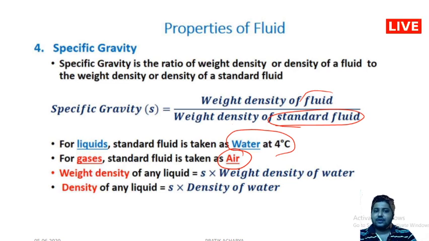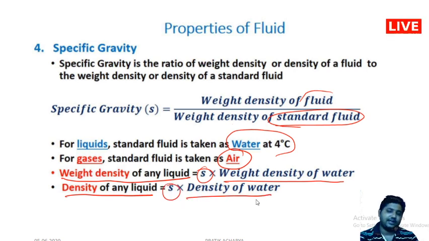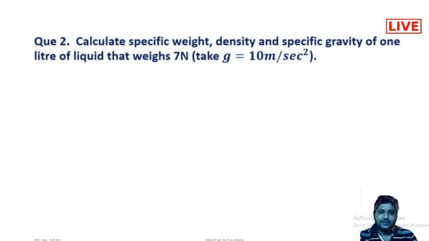So what is the density of water? 1000 kg per meter cube. The weight density is 9.81 kilonewton per meter cube. If you want to find the weight density of a liquid, multiply the specific gravity with the weight density of water. If you want to find the density of a liquid, multiply the specific gravity of the liquid with the density of water. This is a small example, you can try it at home. This is also a small example.